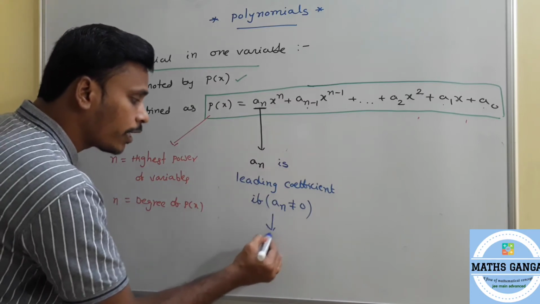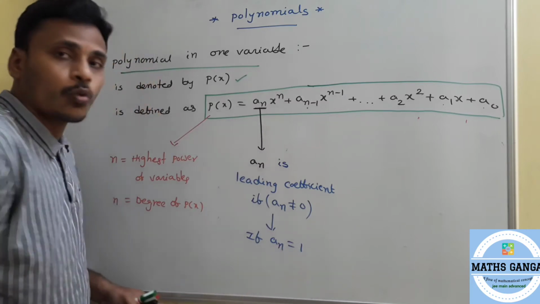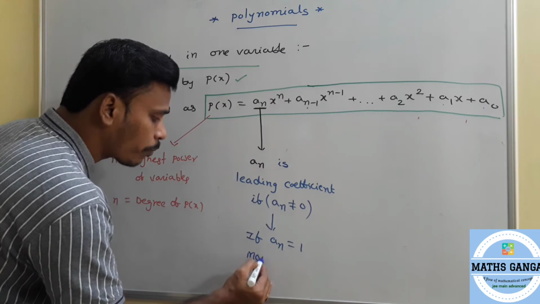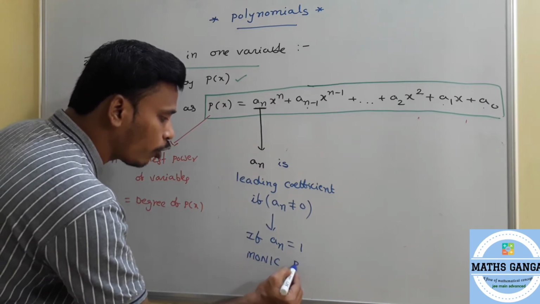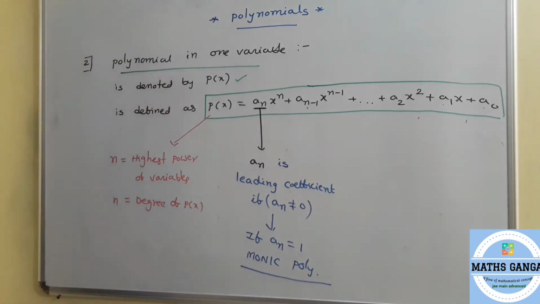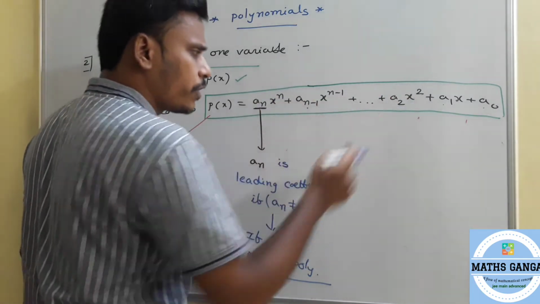That's okay. If a n is equals to 1, then what will happen? If a n is equals to 1, in the sense, if leading coefficient is 1, then we call that polynomial as monic polynomial. Okay. What is monic polynomial? Monic polynomial is a polynomial whose leading coefficient is 1. That's it. Okay. Now there are some other coefficients, right?